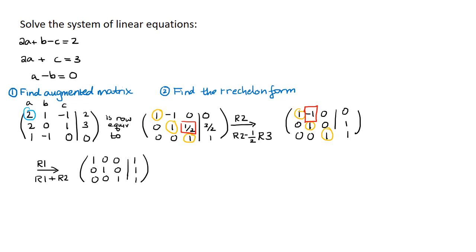When we go to rewrite as a system, we can see that it's a really simple system. Indeed, we see that 1 times A is equal to 1, and 1 times B is equal to 1, and 1 times C is equal to 1. And so there's a unique solution of 1, 1, 1.